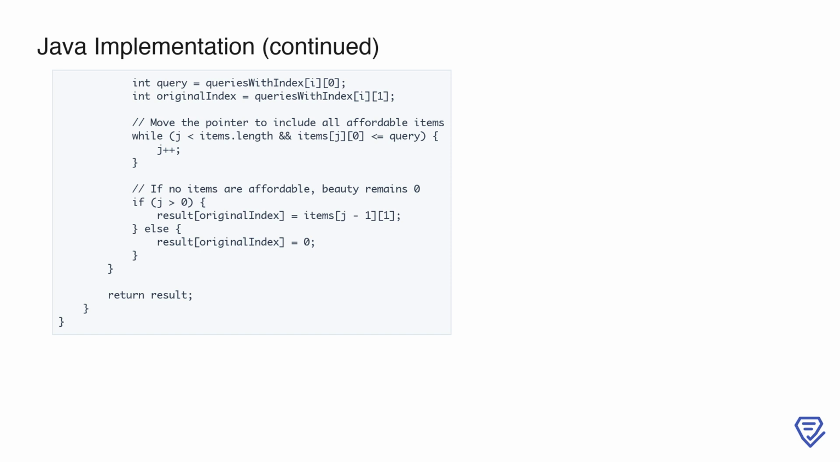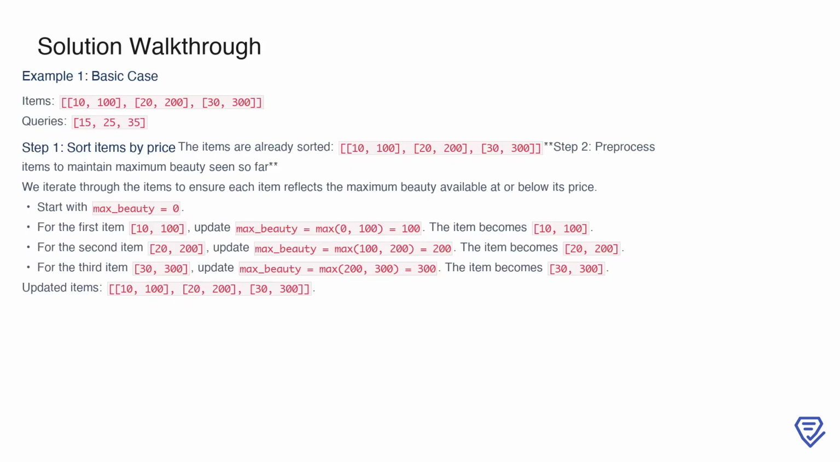In this example, we're given 3 items with their respective prices and beauty values, along with 3 queries representing the maximum price a customer is willing to pay. The first step is to sort the items by price. In this case, the items are already sorted as 10, 100, 20, 200, 30, 300.